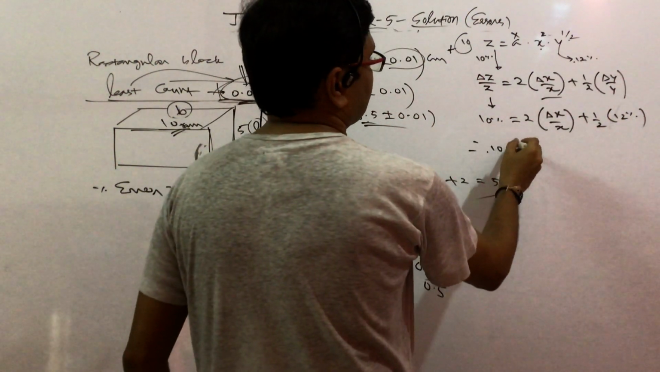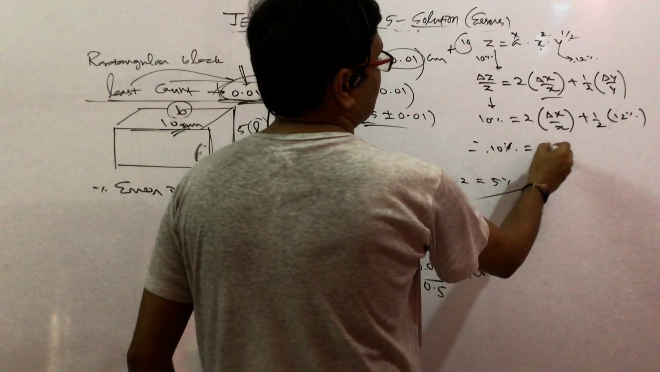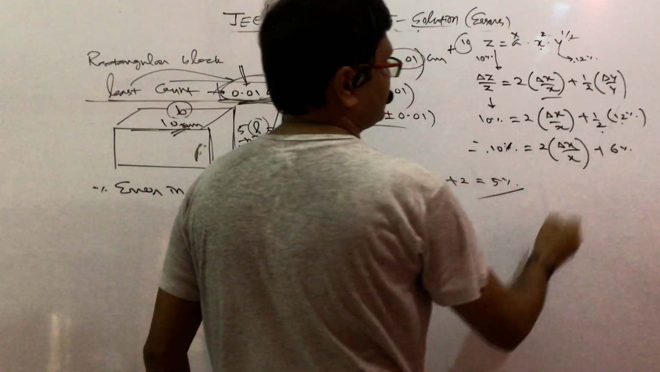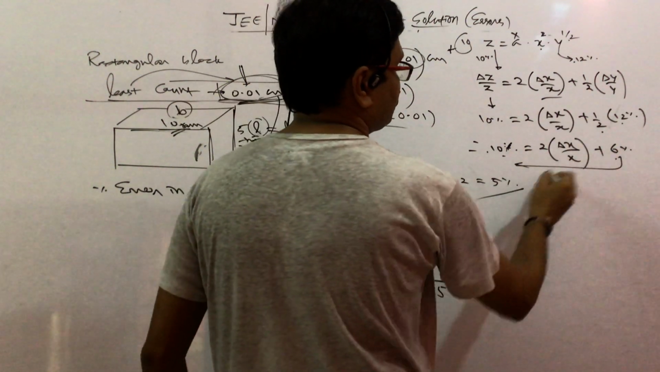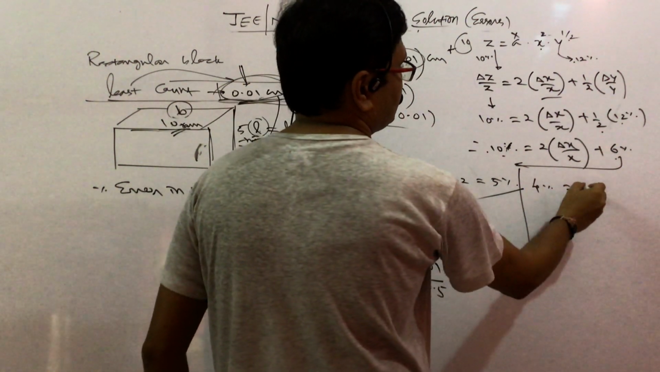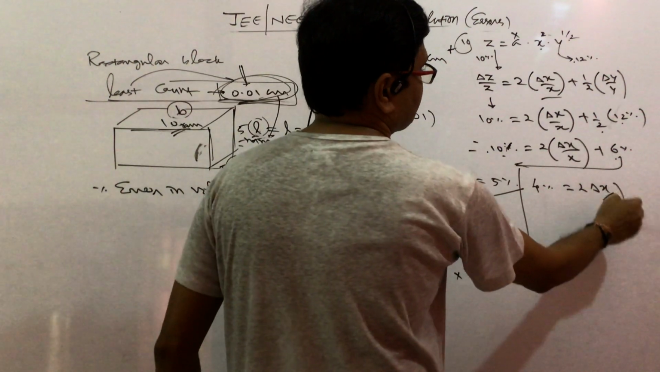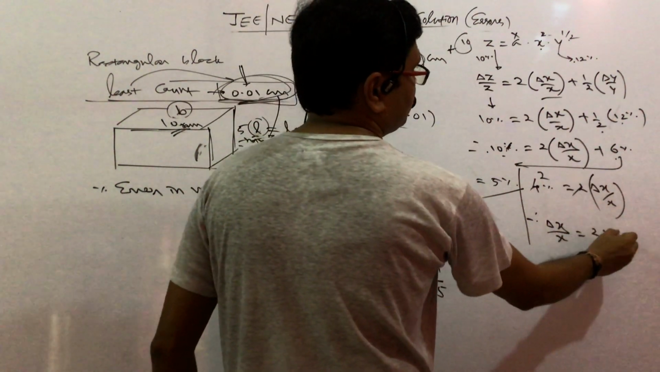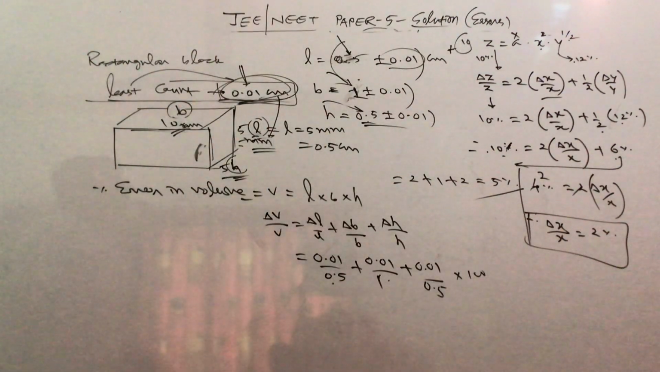So 10% is equal to 2 delta x by x plus, 12 divided by 2, 6%. 6% इधर आए, 10 minus 6. So 4% is 2 delta x by x. So 2 to the 4, so delta x by x is 2%. Very easy, you can see.